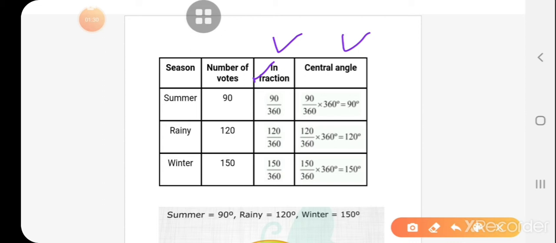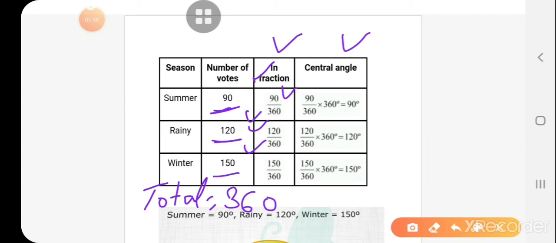First you change it to a fraction. To make it a fraction, first you total it. This is the total, so if you add it, you will get 360. Now make this portion a fraction. We know that a fraction is part by whole, so this is 90 and the whole is 360, so this is the fraction. Similarly, here for another season 120 is the vote, so with the same formula, part by whole, that means 120 by 360. For 150 it will be 150 by 360. Now the fractions are completed.